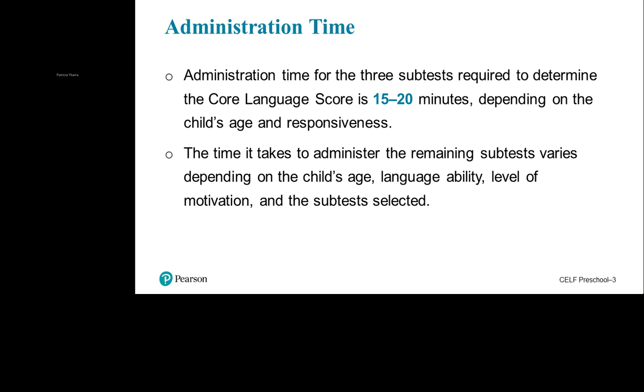The administration time for the 3 subtests required to determine the core language score is 15 to 20 minutes, depending on the child's age and responsiveness. The time it takes to administer the remaining subtests varies depending on the child's age, their language ability, the level of motivation, and the subtests that are selected.